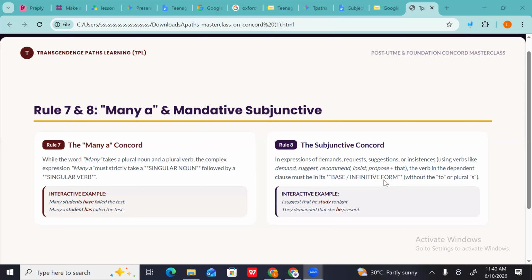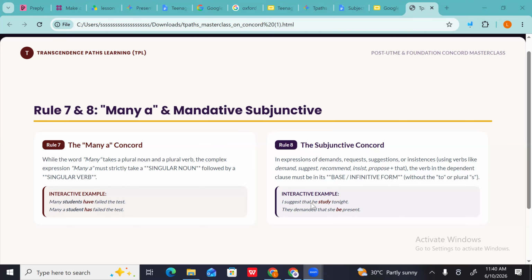For example, I suggest that he study tonight. Some of you will be like, wow, how can it be he? He is singular, that will attract a singular verb. No, because of this expression. I told you that whenever we have request, suggestion in sentences, demand, suggest, recommend, insist, propose, plus that, any verb that comes after it should be in the base form.